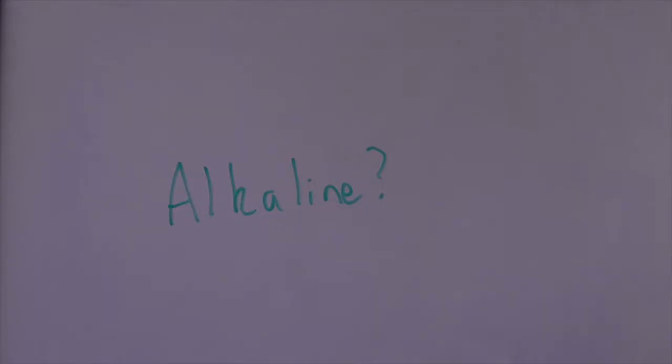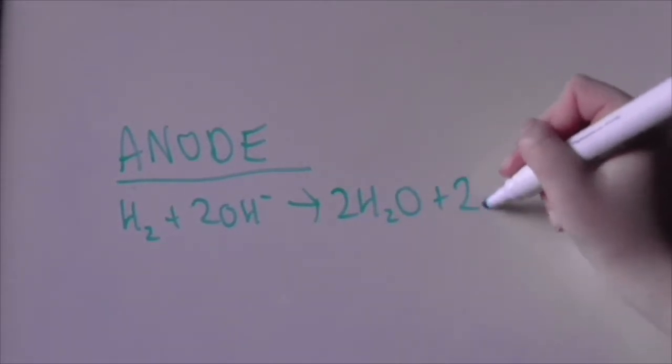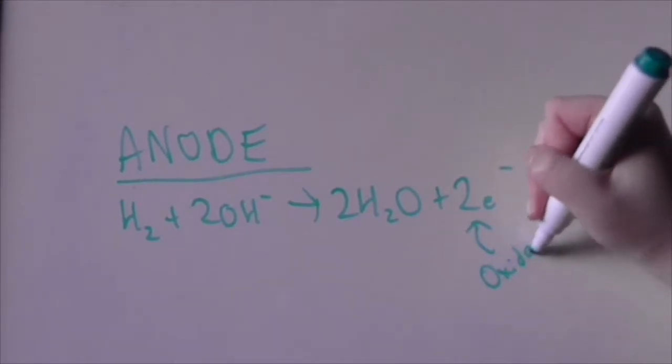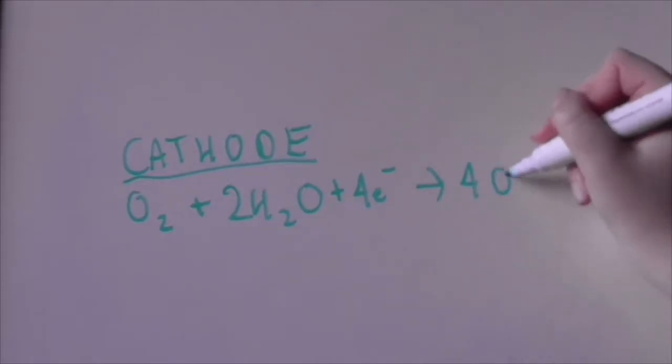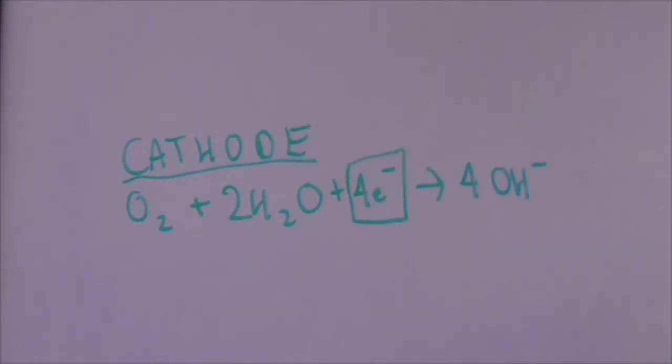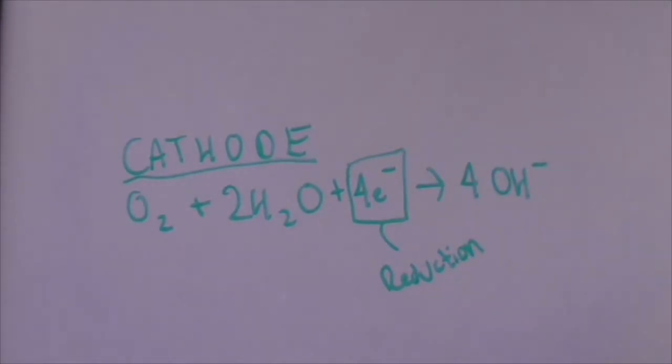Unfortunately, you also have to know about the equations in alkaline conditions. At the anode, it's H2, hydrogen, plus 2OH-, hydroxide ions, turns into 2H2O plus 2e-. The fact that the electrons are on the product side of the reaction shows that they have been lost, therefore showing that it is oxidation, because as before, oxidation is loss of electrons. At the cathode, the equation is O2 plus 2H2O plus 4e- turns into 4OH-. You can probably remember that it's OH- that's formed because it's in alkaline conditions, and alkalis have OH- ions in them. Also, the fact that it is plus 4e- shows that it is reduction, because reduction is gain of electrons.